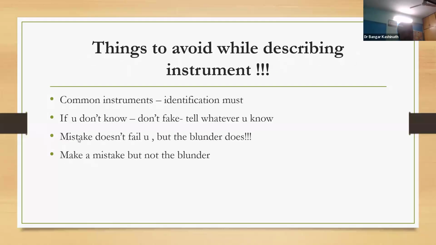What not to do: if it is a common instrument, identification is a must, you must know each and everything about the common instruments. If you don't know, but like if you want to use the spinal cord stimulator, you can just tell I have not used it, I have not seen it, or I have just seen the generator, and not go on talking about various things. Mistakes are not a reason to make you fail, but yes, don't make blunders. Make a mistake, but don't make blunders.